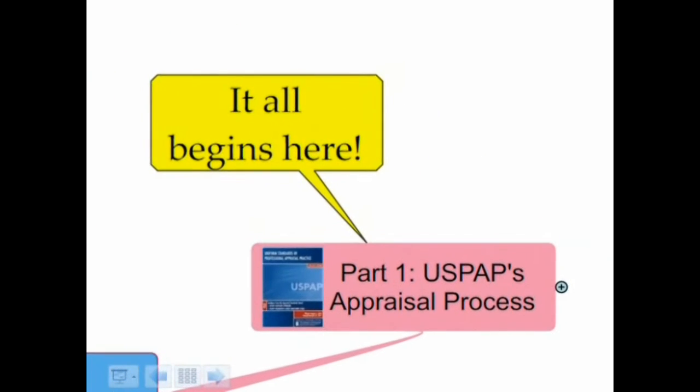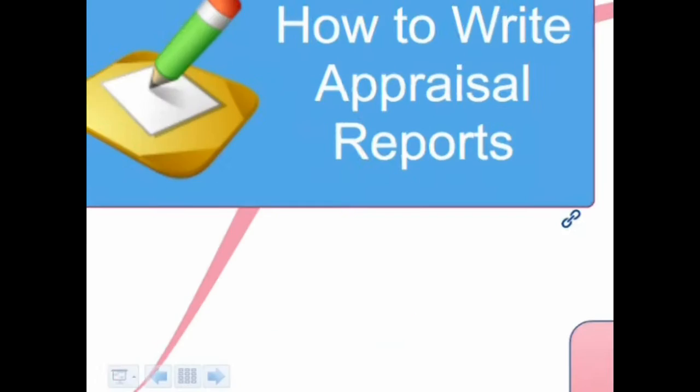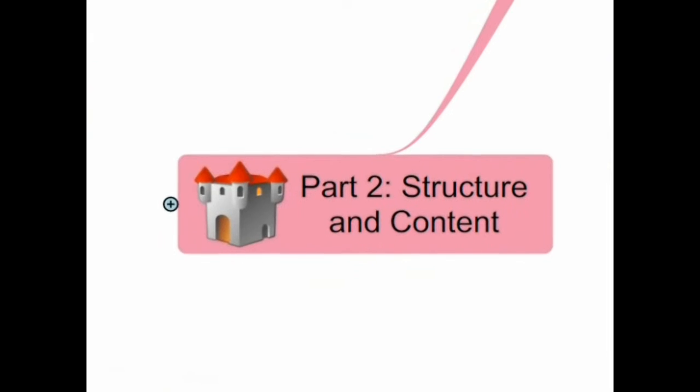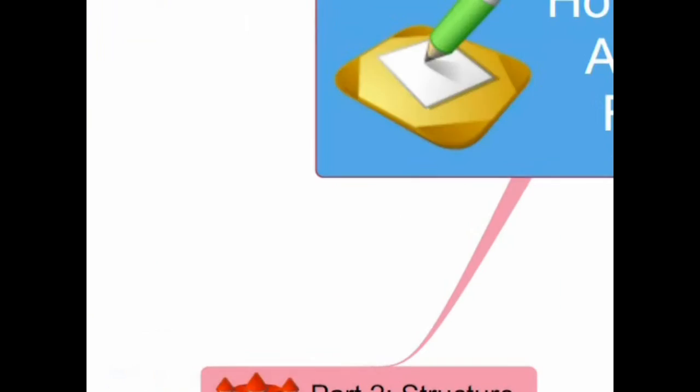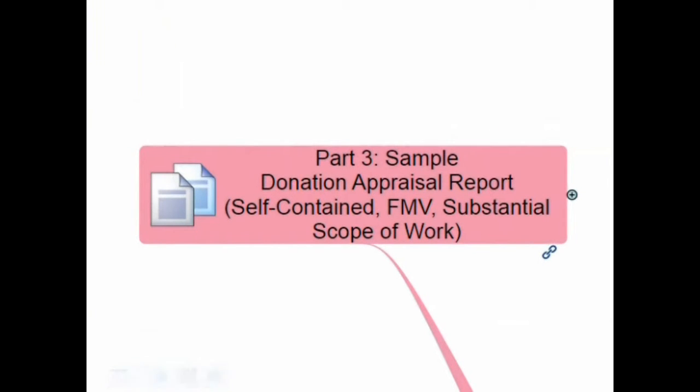In Part 1 of this course, you will learn about the underlying USPAP requirements that form the basis for developing and reporting opinions of value. Part 2 covers a typical report structure, as well as the types of report content and the driving forces behind that content. In Part 3, we even include a complete sample appraisal report that reflects the requirements of USPAP and the best practices of the profession.